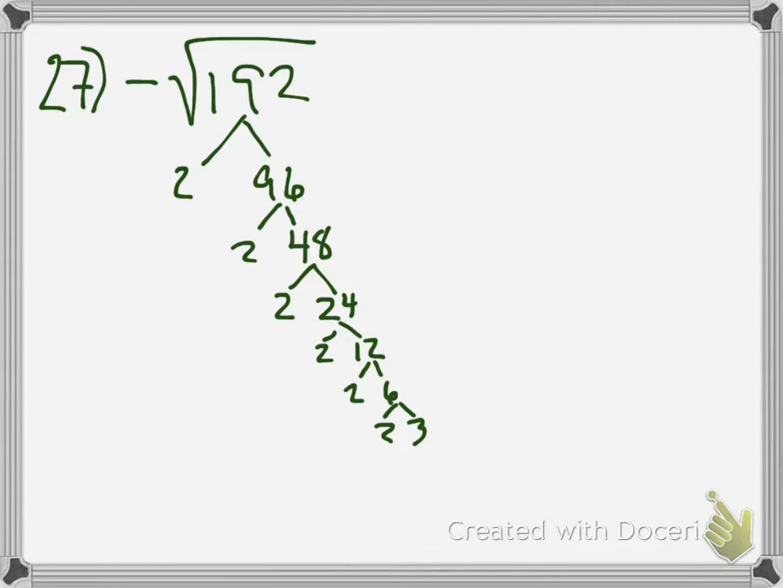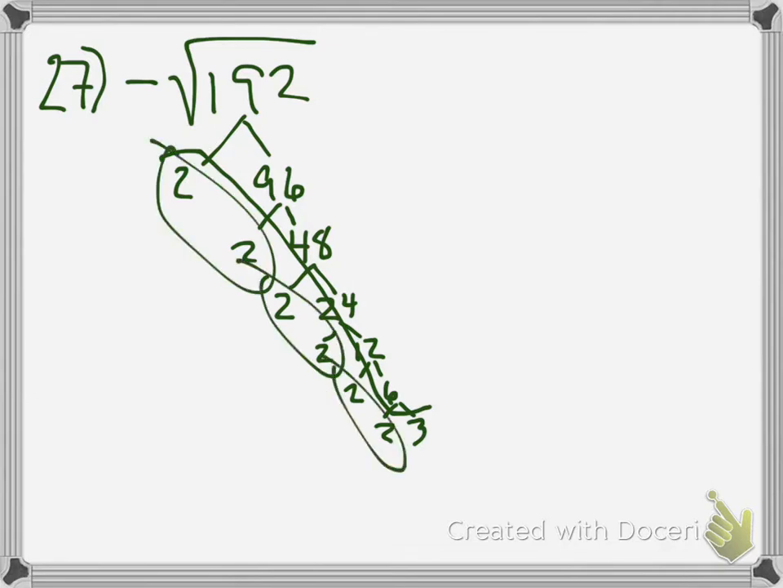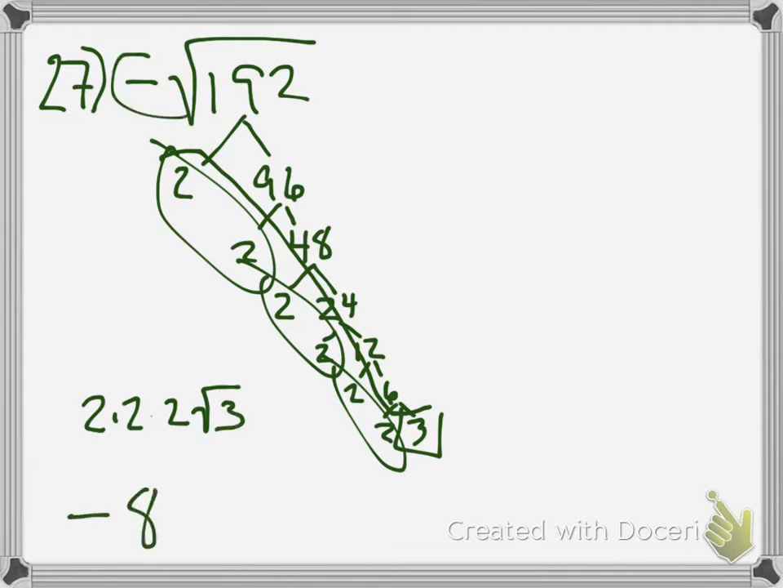Now keep in mind, you could have actually gone with different numbers and maybe shortened this up a bit. But again, you're only looking at the ends. So I got a pair of 2s, another pair of 2s, another pair of 2s. So outside I have a 2 times a 2 times a 2, and I have a 3 left over. 2 times 2 times 2 is 8. Don't forget the negative. Square root of 3.